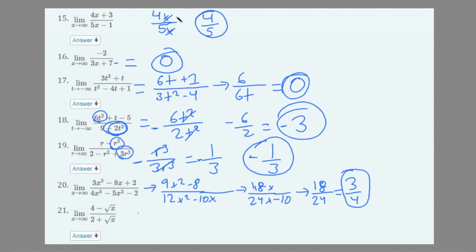And now number 21. You could see for number 21, we're dealing with some radicals here, but let's rewrite it this way. We'll grab the biggest powers, which is obviously the x.